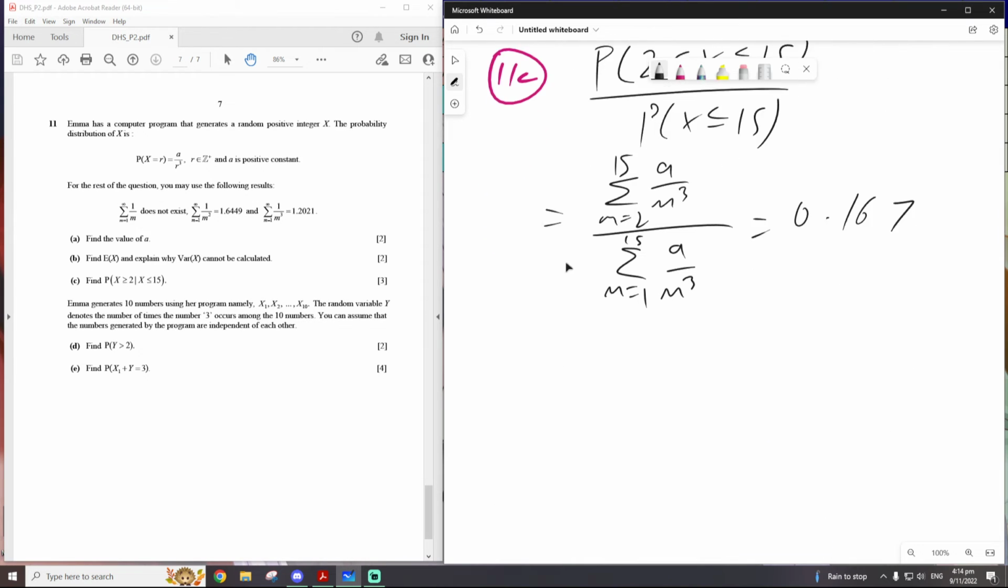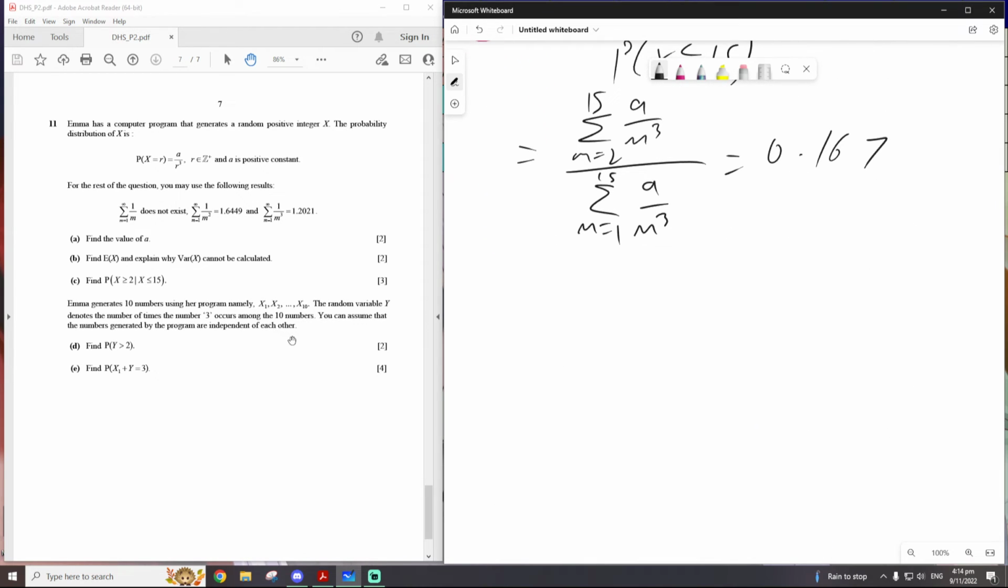M1 generates 10 numbers. The random variable y is the number of times number 3 occurs. Assume the numbers generated by the program are independent of one another. Find the probability that y is greater than 2.